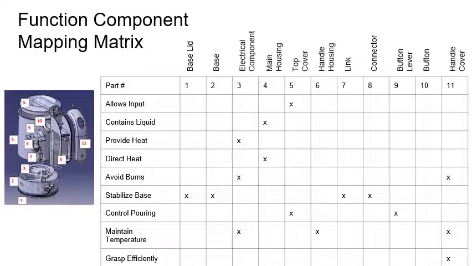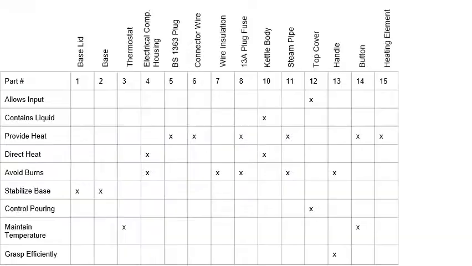Next, we have our function component mapping matrix. All functions from the aforementioned FAST diagram are linked to each part. The diagram on the left-hand side calls out each part numbered 1 through 15. Here, the diagram is omitted so all 15 parts can be shown on a single slide.